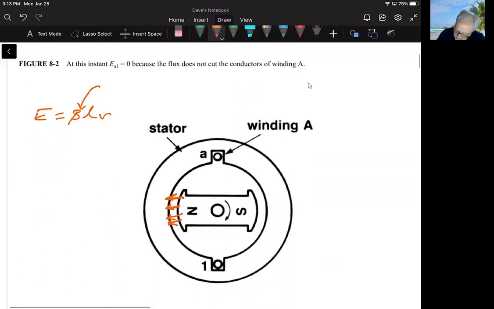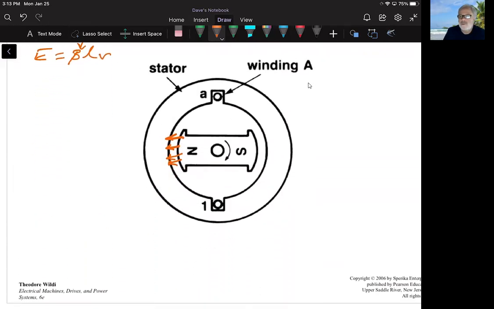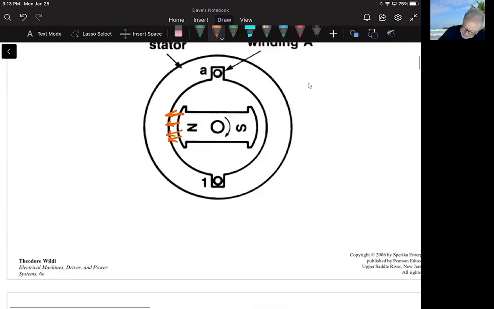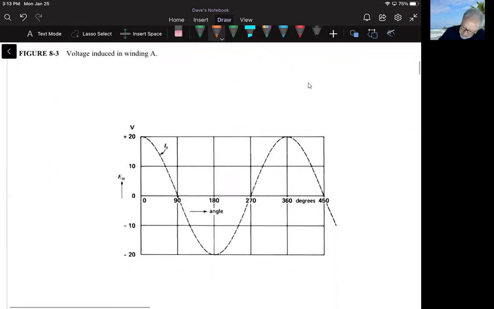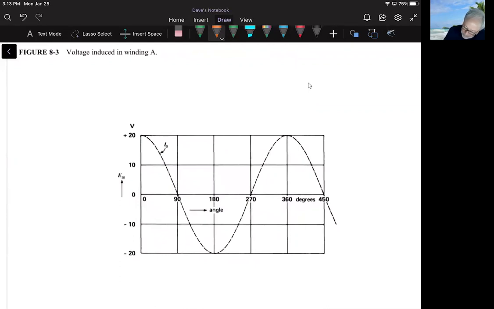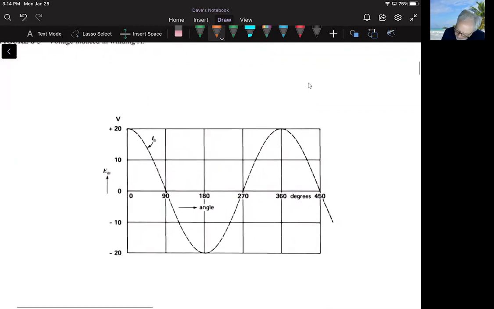It could have been counterclockwise as well. The only thing that would change is the polarities. But anyway, as we rotate this around, what we end up with is a sinusoidal waveform that is generated across that coil that looks like this if we were to graph it.